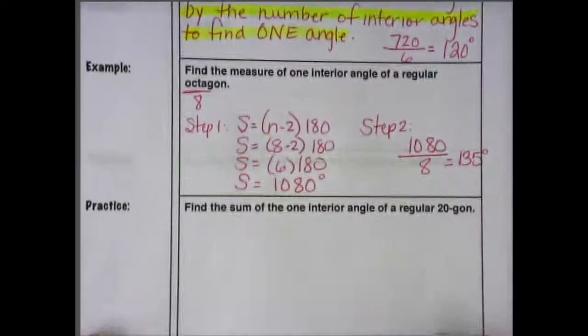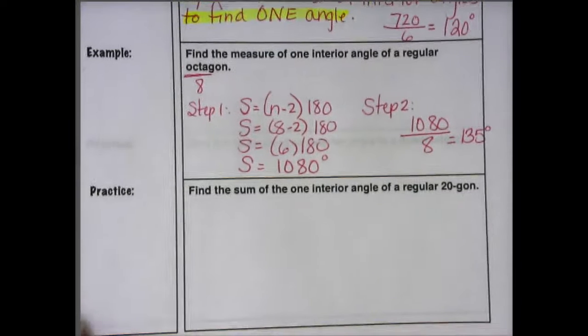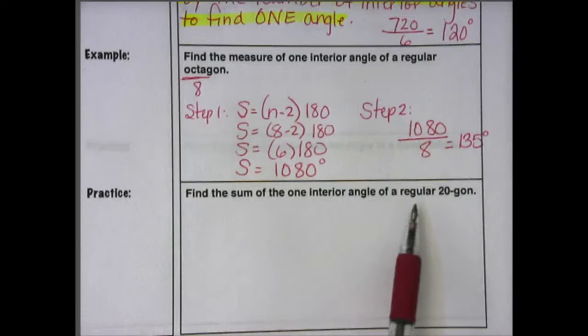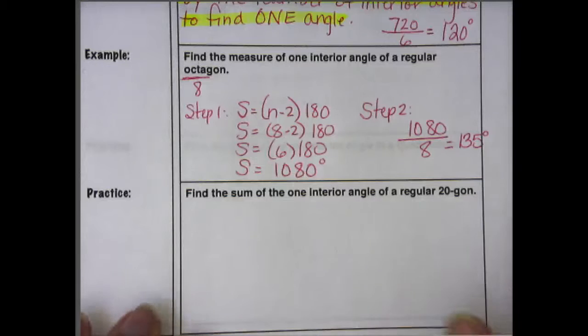Okay, so take a minute and pause the video, and I want you to go ahead and try to figure out the measure of one interior angle of a regular 20-gon. So this time they've told you the number of sides. It's a 20-gon. Use your 2 steps and figure out the answer, and then come back and we'll finish the lesson.